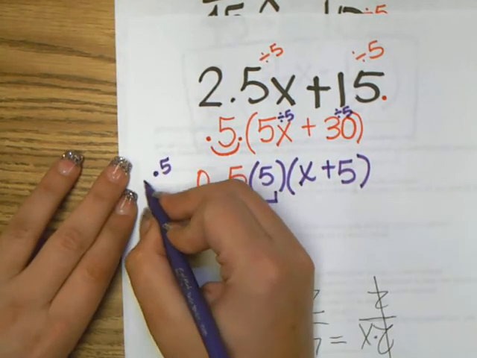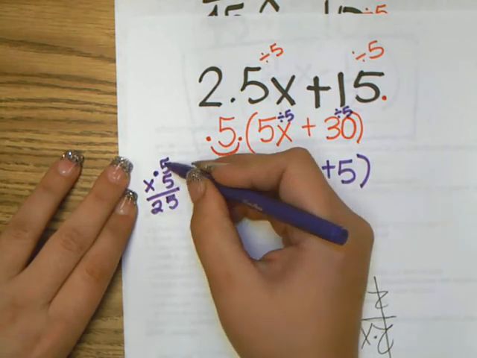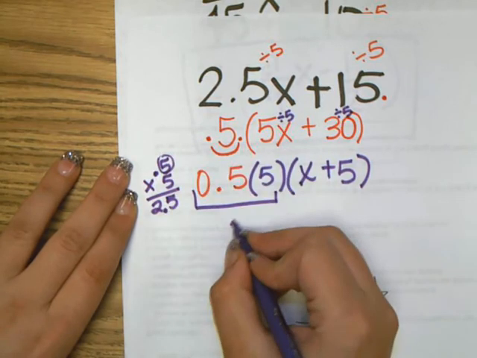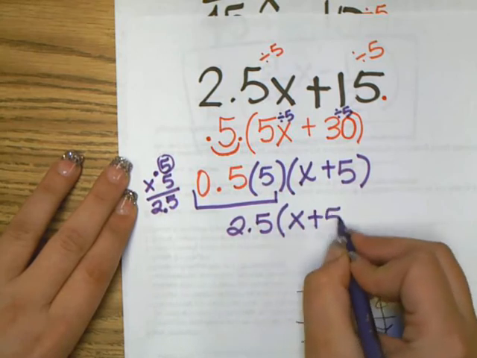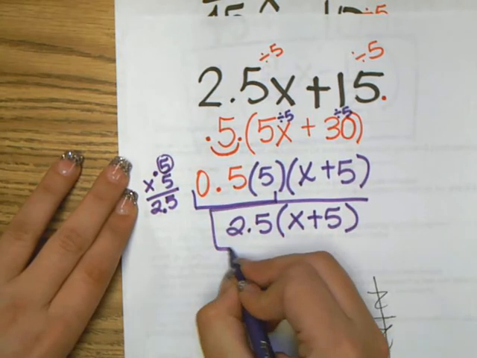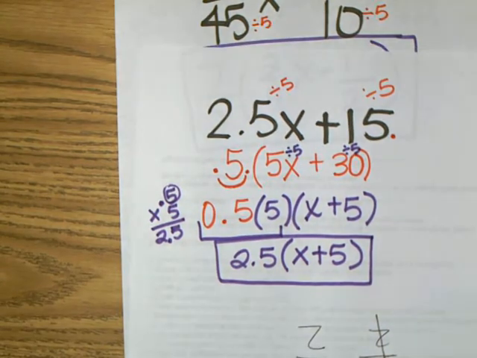Now we're going to combine these together by multiplying. So 0.5 times 5, move the decimal over 1, we get 2.5 as our greatest common factor. So this is our answer.